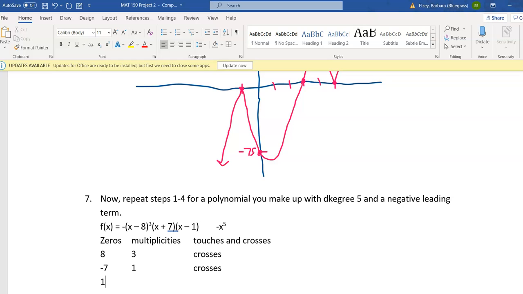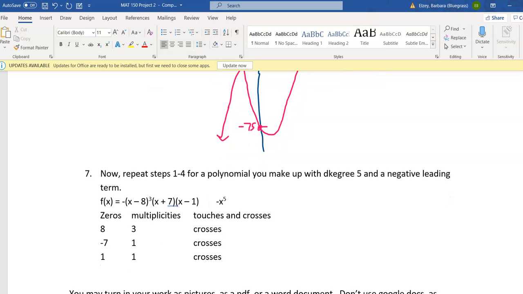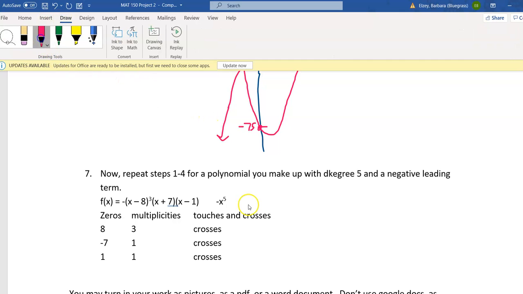And then I made a 1, so multiplicity is 1. And again, that's odd, so it crosses. So this one crosses everywhere. All right, now let's get end behavior. A negative in front and an odd power looks like x cubed flipped over. So end behavior, it's going to look like this. Down on the right, up on the left.